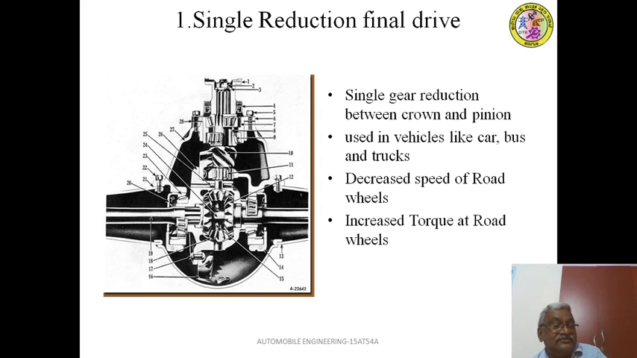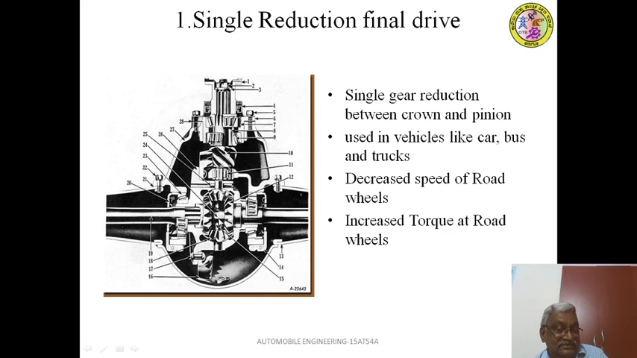Let us consider the vehicle is taking a right turn. When the vehicle is taking a right turn, the right side wheel offers more resistance to its movement than the left side wheel. Left side will offer less resistance, right side will offer more resistance because it is the inner wheel. The outer will offer less resistance. Then what happens? While this cage is revolving, the planetary action of the pinions takes place.